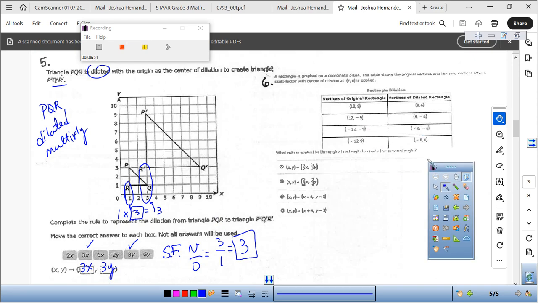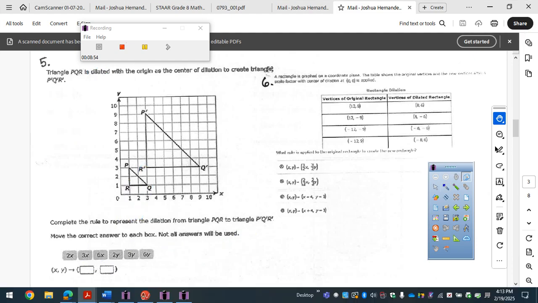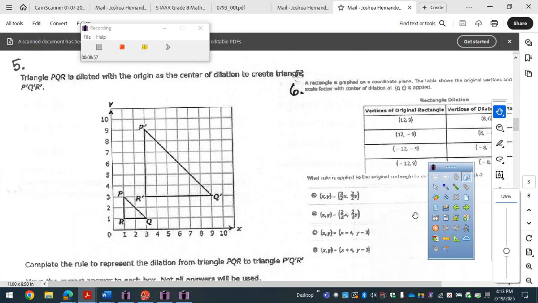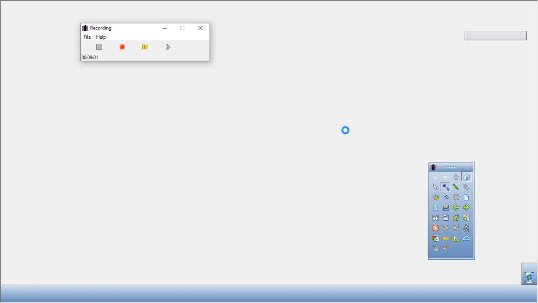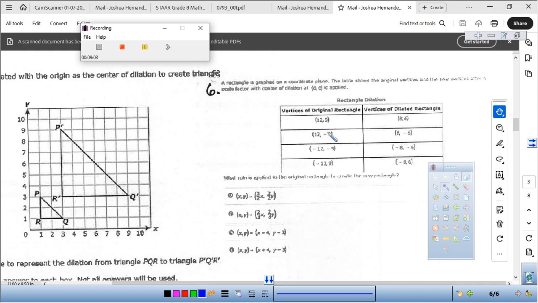Same idea over here. My gosh, I need to zoom in. The copy is so bad. Hopefully your copies on paper are so much better. Let me just see what I got here. I'm going to say this is 12 and 8, 9. Okay, so on this one, the rectangle is graphed on a coordinate plane. The table, yada, yada, vertices. I can't even read this. Dilation, it means to multiply. Okay, multiply.